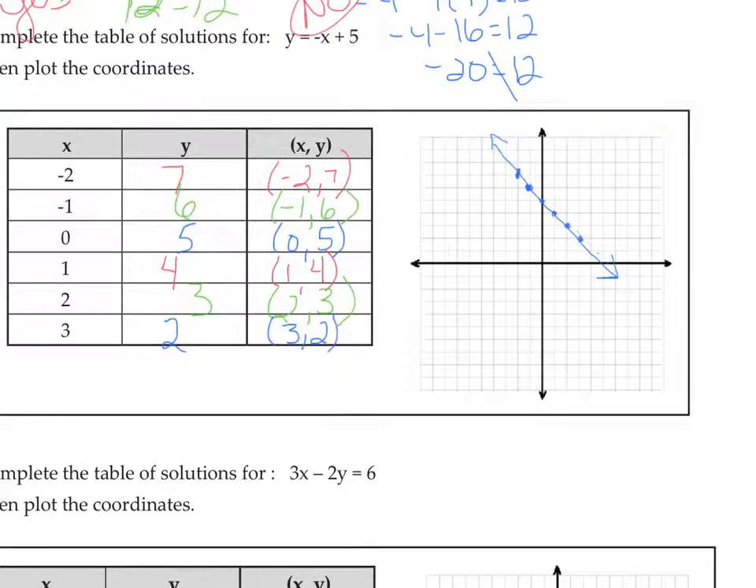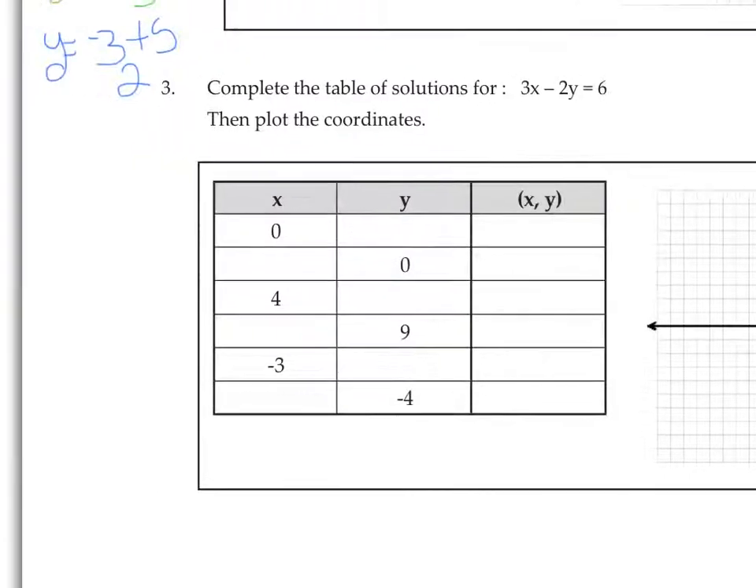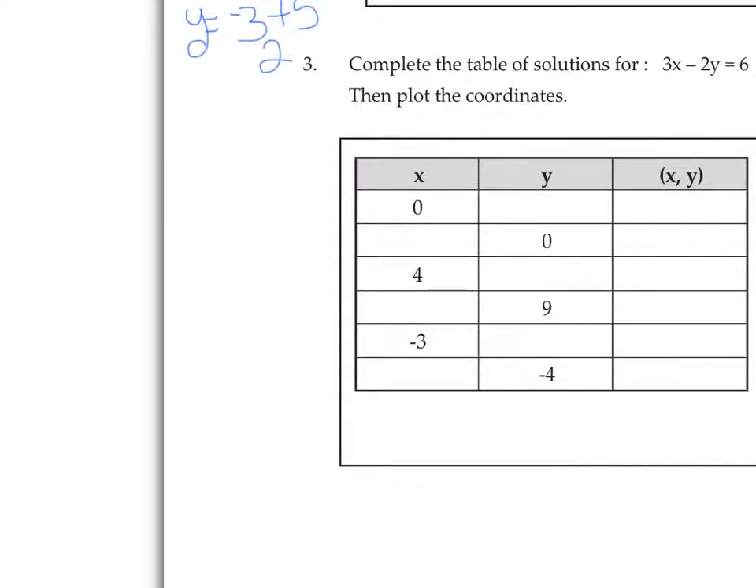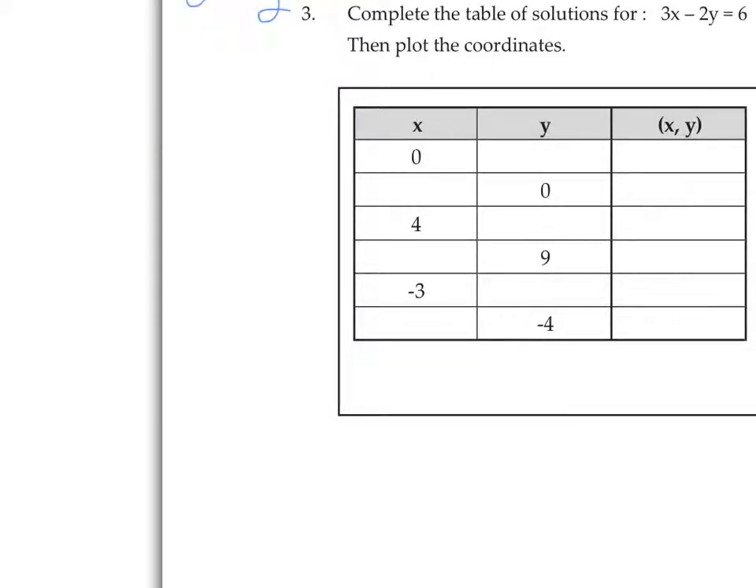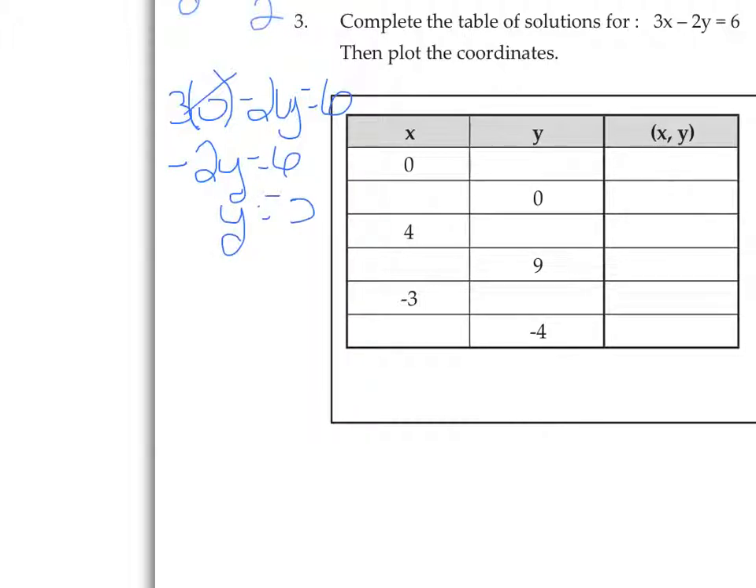All right, so what's the next question? Complete the table of solutions for this new equation. 3x minus 2y equals 6, and we have some values for x and some values for y. So let's try it over here. If x equals 0, we'll plug that x in as 0 right there. So that'd be 3 times 0 minus 2y equals 6. 3 times 0 is 0, so negative 2y equals 6. So divide by negative 2, you get y equals negative 3.